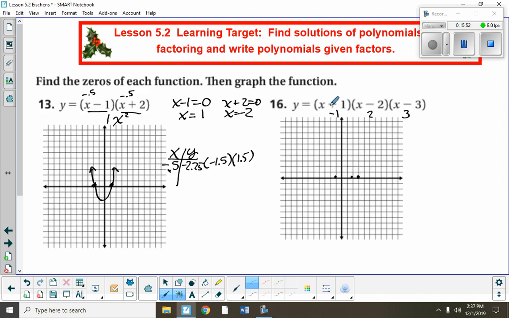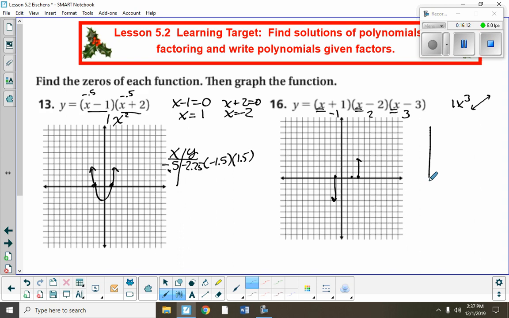And when we look at what our end behavior would be, basically you're going to end up taking x times x times x, which would be 1x to the third. So it's odd, so it is an up, down, or down, up. And it's positive in front, so it's going to have like a positive slope. So this end is down, this end is up.